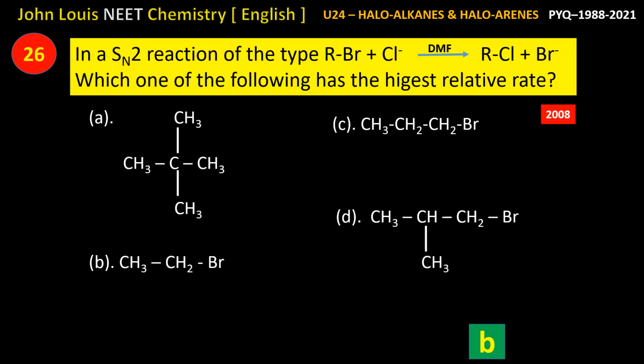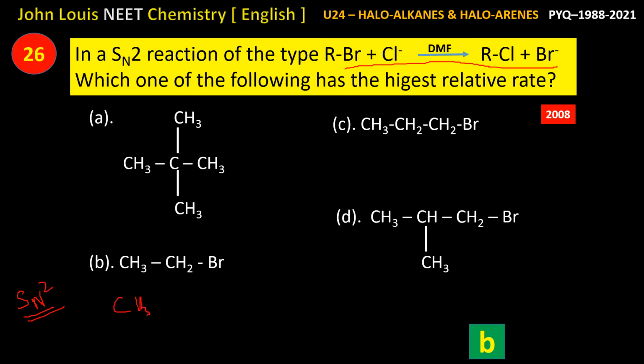In an SN2 reaction of the type RBr plus Cl minus in DMF gives RCl plus Br minus, which one of the following has the highest relative rate? So they have given an SN2 type of reaction. In an SN2 type of reaction, we should know the order.